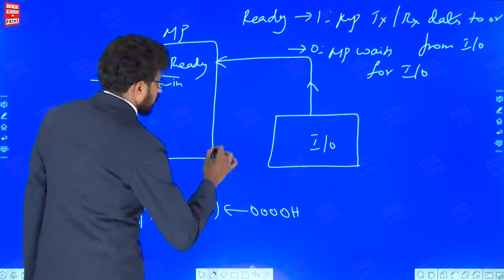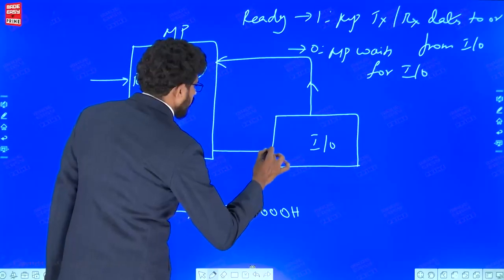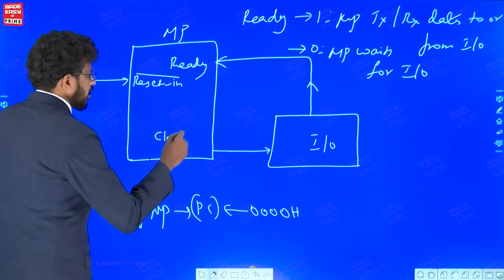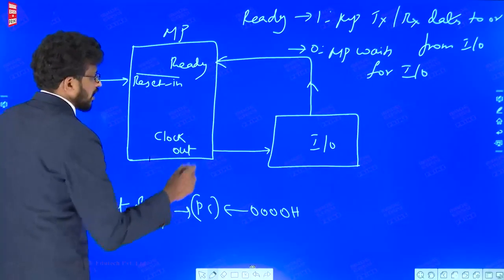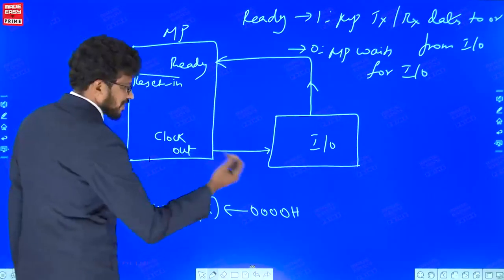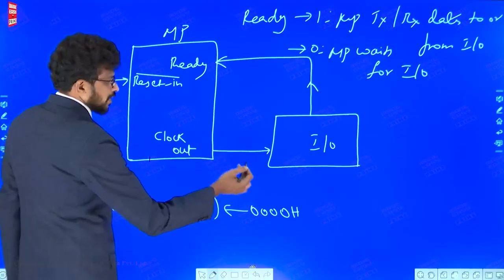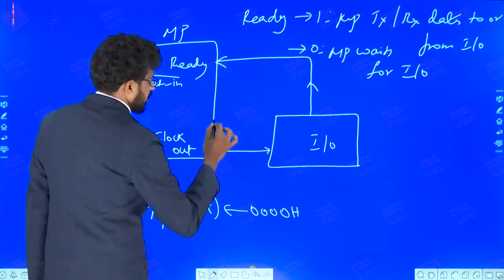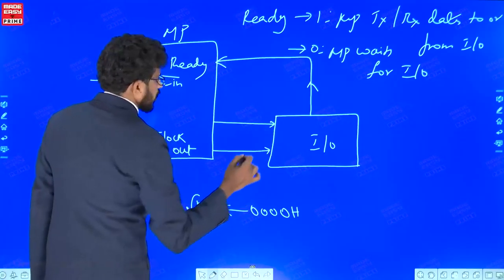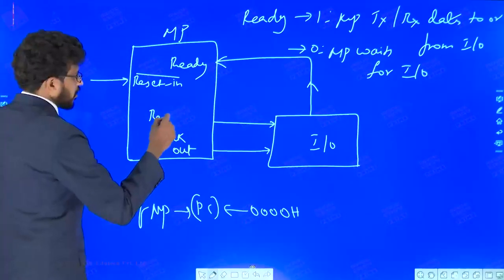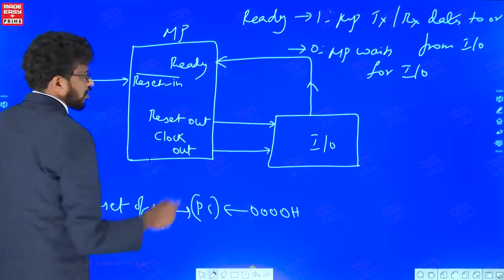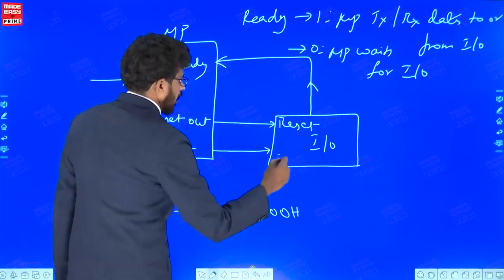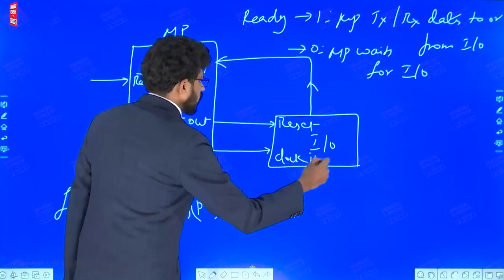Let us say 8085 works with an operating frequency of 3 MHz. The same frequency can be used to connect some IO device, and that is called clock out. So the same frequency of the processor is available on the pin. Similarly, you can reset the IO device through the pin called reset out. This can be connected to the reset pin of the IO, and this is the clock input of the IO.